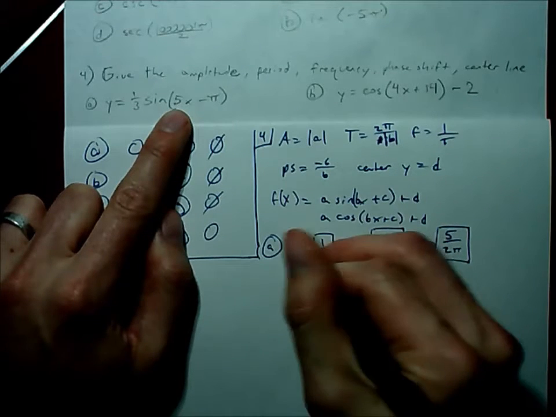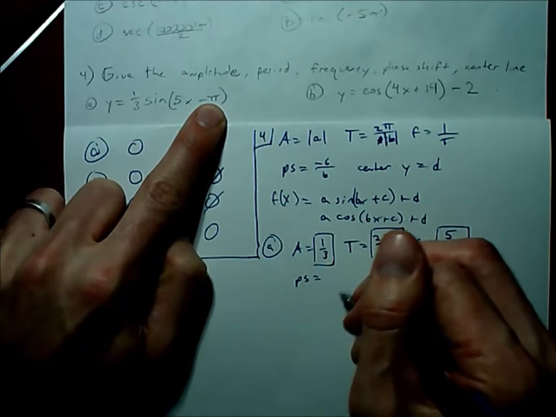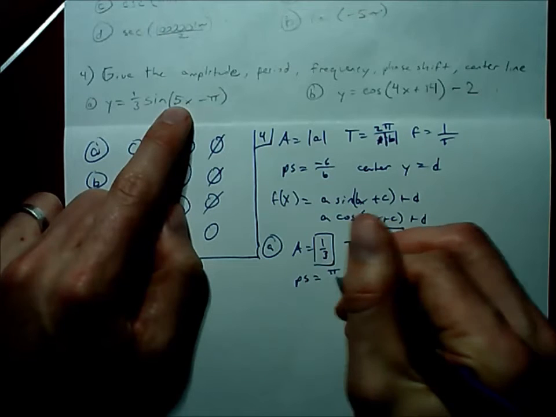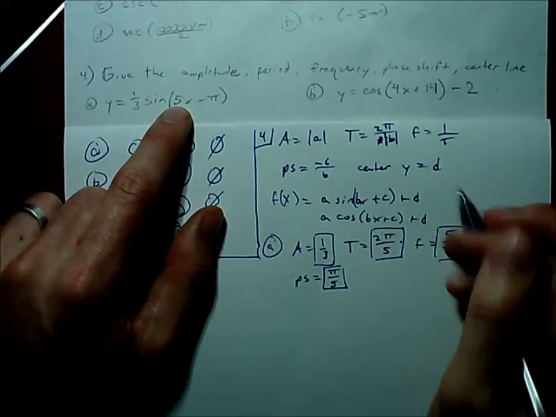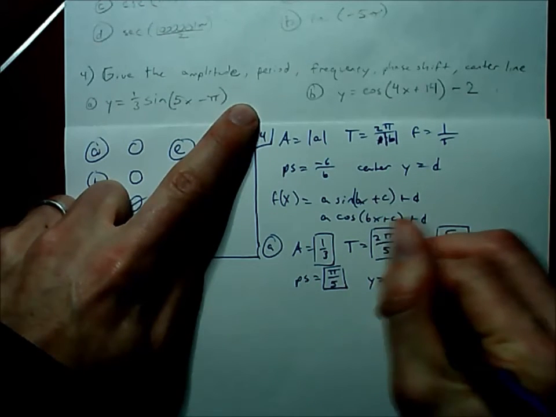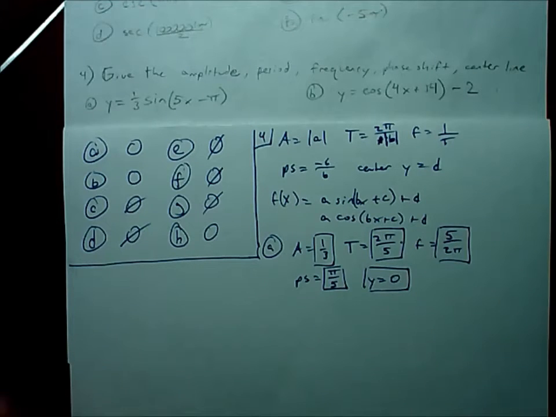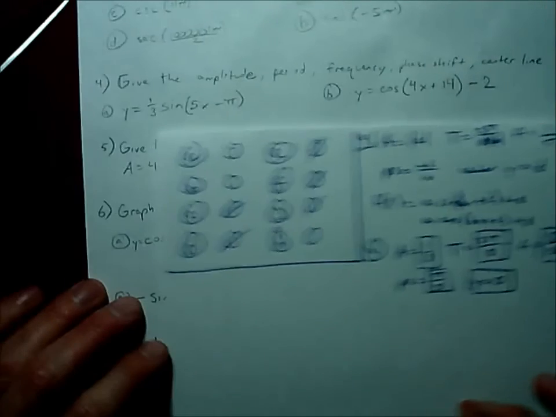And then the frequency is the reciprocal of the period, 5 over 2 pi. The phase shift is negative pi, so positive pi, divided by 5. And then the center, since there's no d, would be y equals 0. And now for problem B. Same thing, different question.